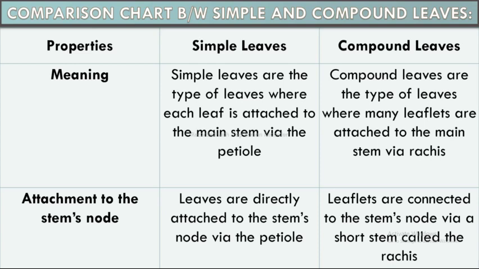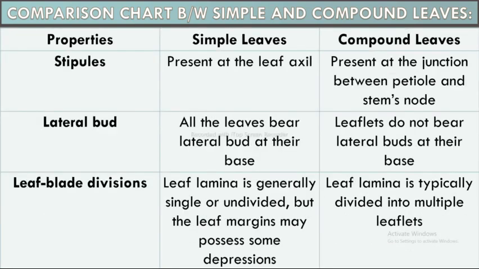Compound leaves are the type of leaves where many leaflets are attached to the main stem via the rachis. The second property is the attachment to the stem's node. In simple leaves, the leaves are directly attached to the stem's node via the petiole. In compound leaves, the leaflets are connected to the stem's node via a short stem that is called the rachis.